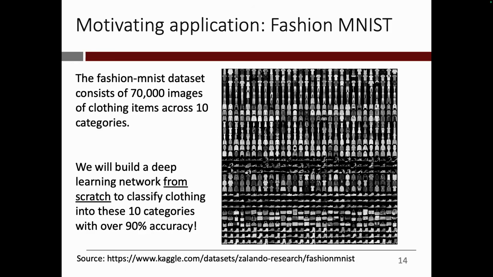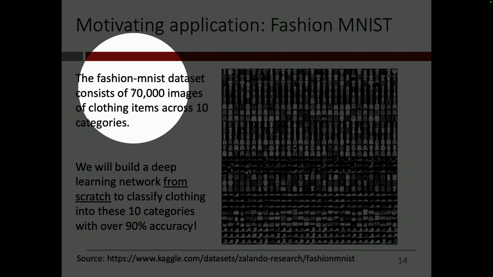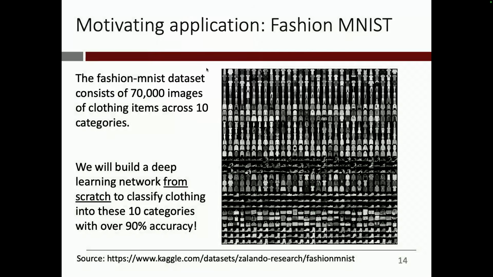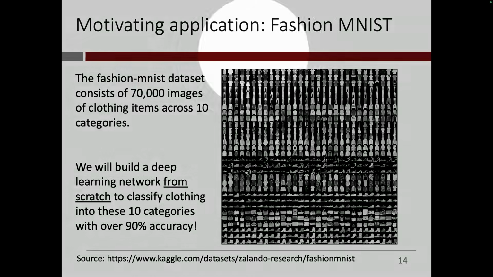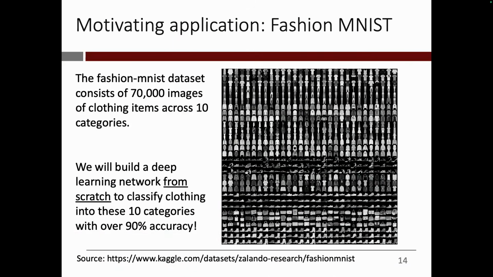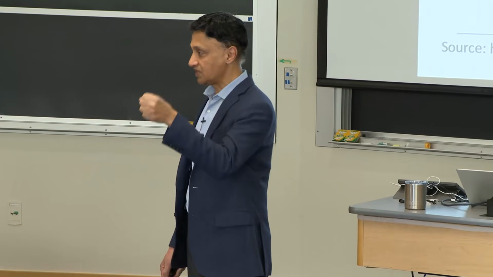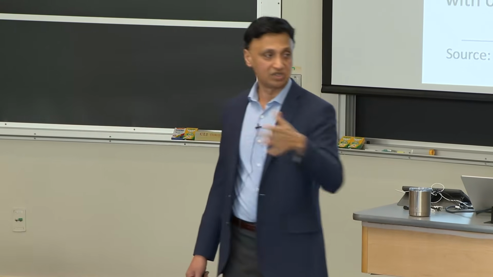So the idea here is that you have 70,000 images of clothing items across 10 categories, like boots and sweaters and t-shirts, and you get the idea, 10 categories of clothing. We have 70,000 images like this, and then we'll build a network from scratch to classify all these things, with pretty high accuracy. So these classes, by the way, this is a very balanced data set. So 10% of the data is sweaters, 10% is boots, and so on and so forth.